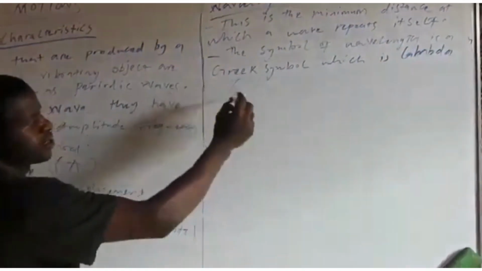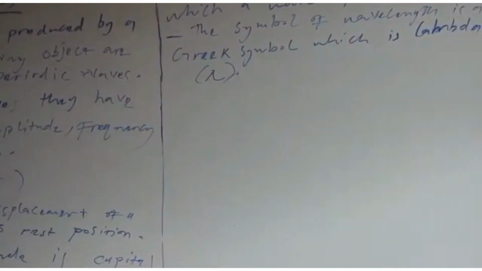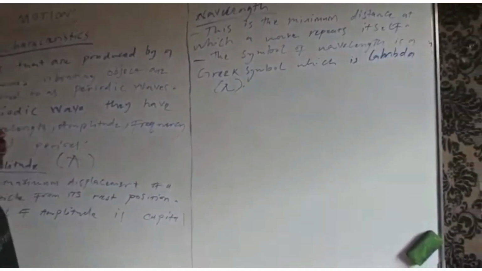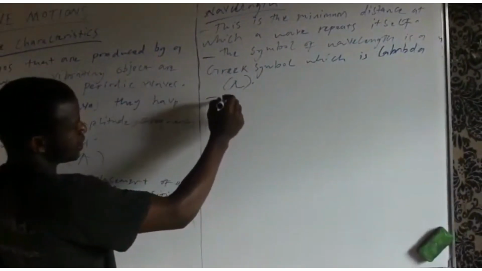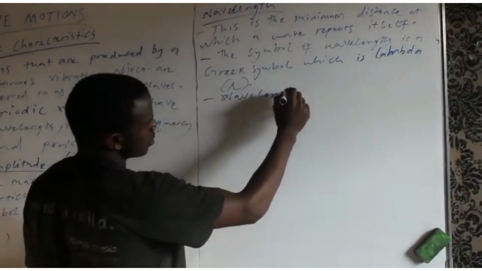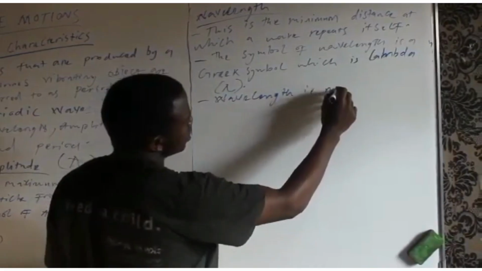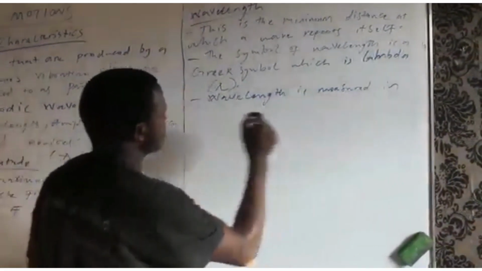So lambda is given like this. This is the symbol of lambda, and the units of wavelength are meters. So wavelength is measured in meters.